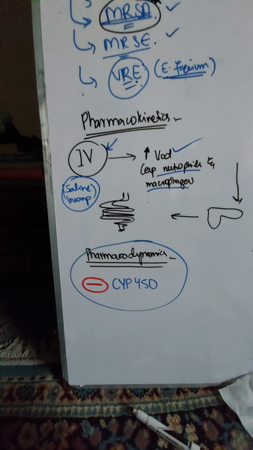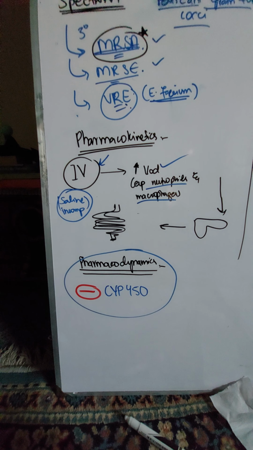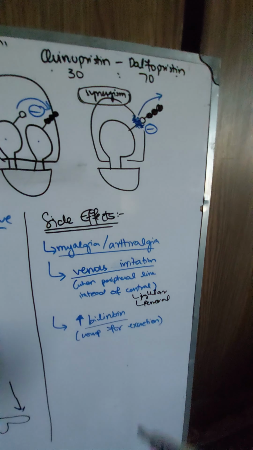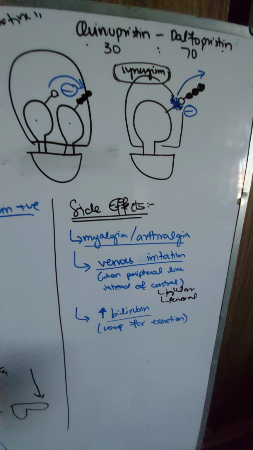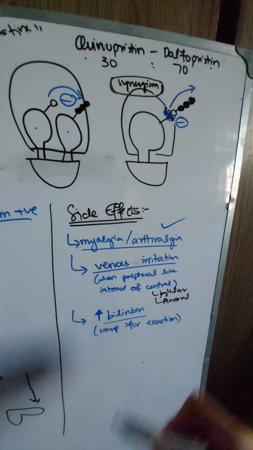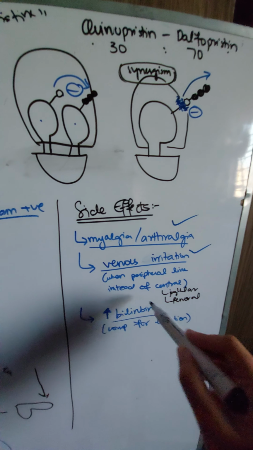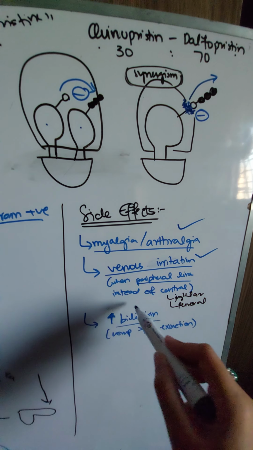Again, another important point, high yield point, is that this is a cytochrome P450 इनहिबिटर. तो ये कुछ ड्रग्स की टॉक्सिसिटीज़ और उनके मैकेनिज्म ऑफ एक्शन को ज़रा ज़्यादा कर देगा. साइड इफ़ेक्ट्स में आते हैं तो दिस हैज़ थोड़े से यूनिक साइड इफ़ेक्ट्स. आई वुड से कि इट कॉजेज myalgia and arthralgia. It also causes venous irritation if it is given in the peripheral line instead of central line.